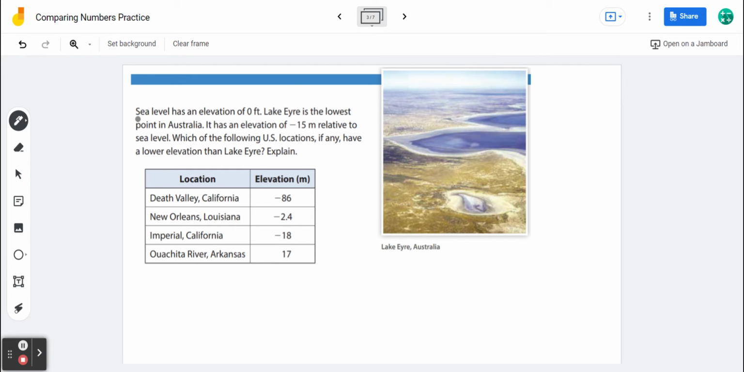So I'm going to go back. Sea level has an elevation of 0 feet. So we've discussed this idea of sea level. You've heard those words in class, but we never actually describe what this means. So when we think about sea level, we think about the top of the ocean. Where you see the waves, that's what we consider the sea level. That's the top of the ocean. And for our purposes, we're always going to call that 0. So if I'm at the top of the ocean, I'm at 0 feet.